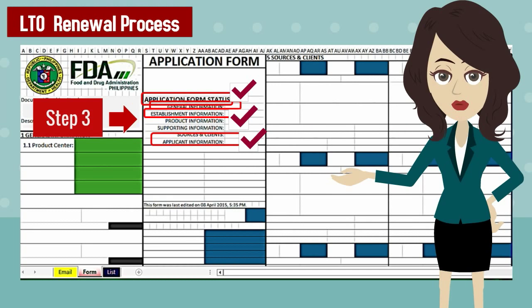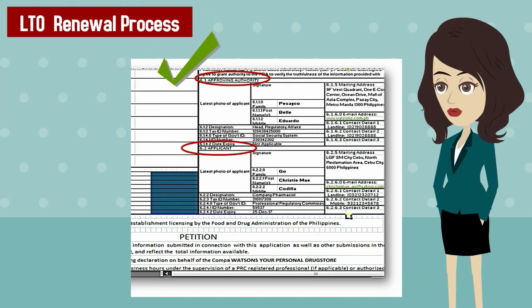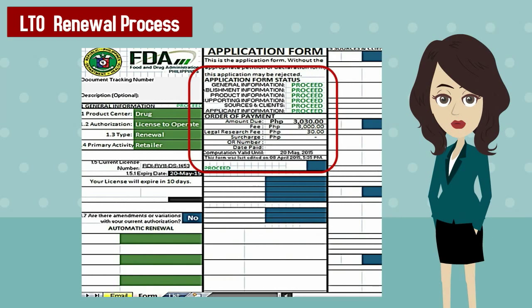Applicant information. Next is to fill up the approving authority under the application information. After all the items have been correctly filled up, a proceed status will appear. Hence, if all parts of the information are appropriately filled up, a green font of the word proceed will prompt automatically. Thus, other required fields will subsequently appear.